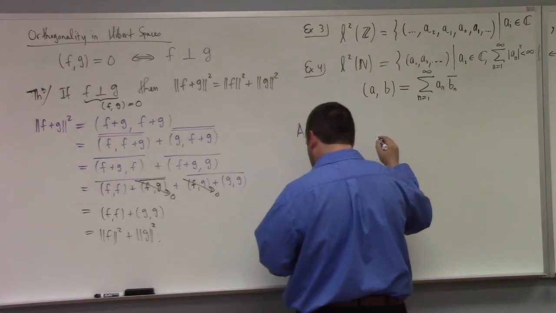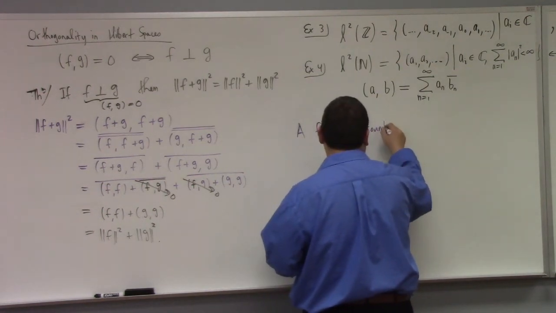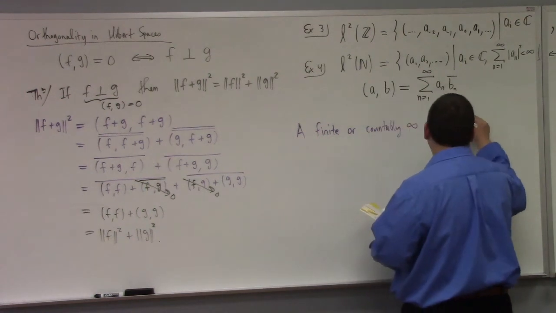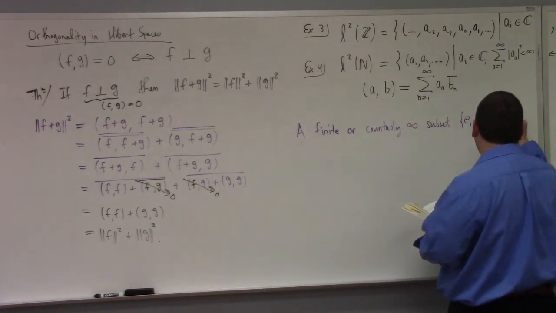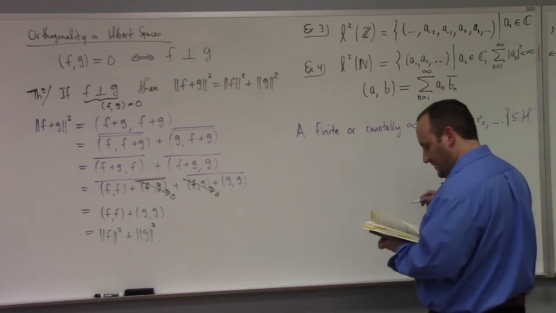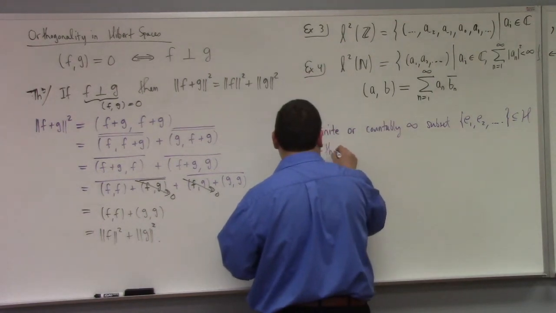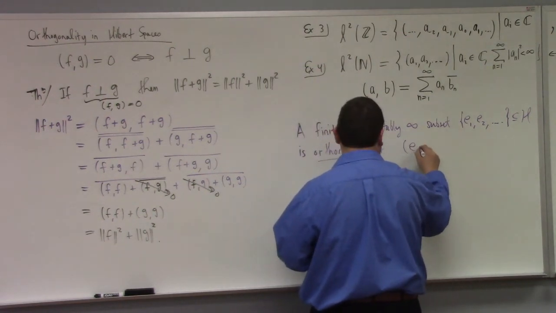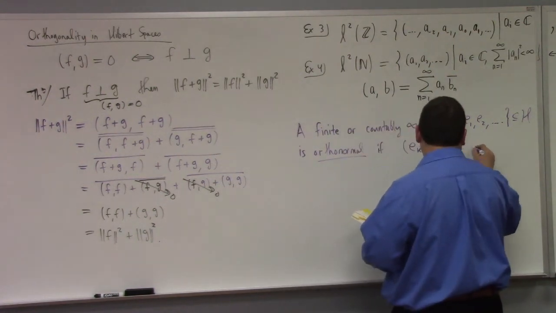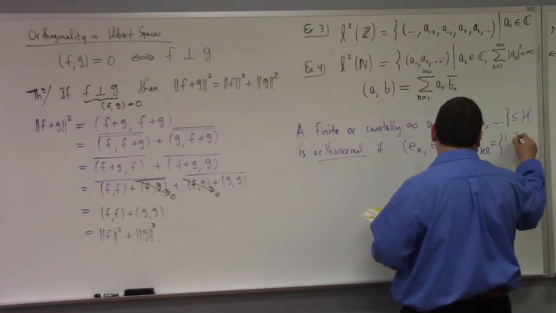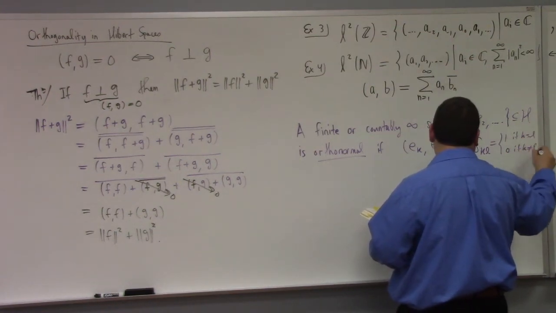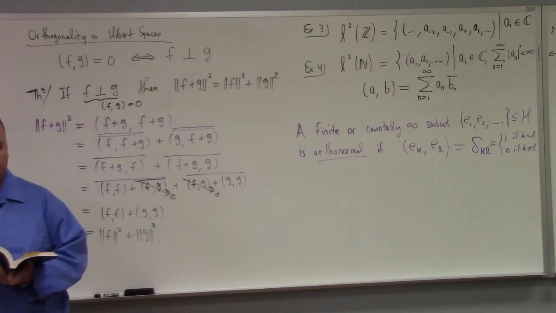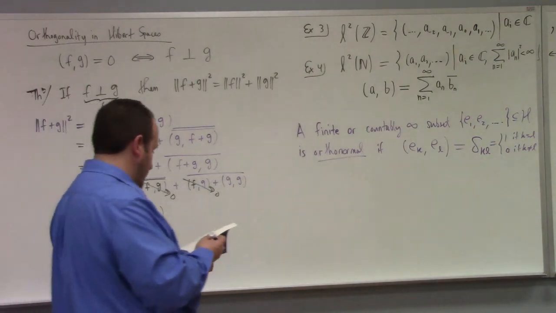A finite or countably infinite subset E1, E2, and so on, of a Hilbert space is orthonormal if the inner product of EK, EL is equal to the Kronecker delta KL, which of course is 1 if K equals L, and 0 if K is not equal to L. In other words, each EK has unit norm, and it's orthogonal to EL whenever they're not the same one. And then we have the following beautiful theorem.